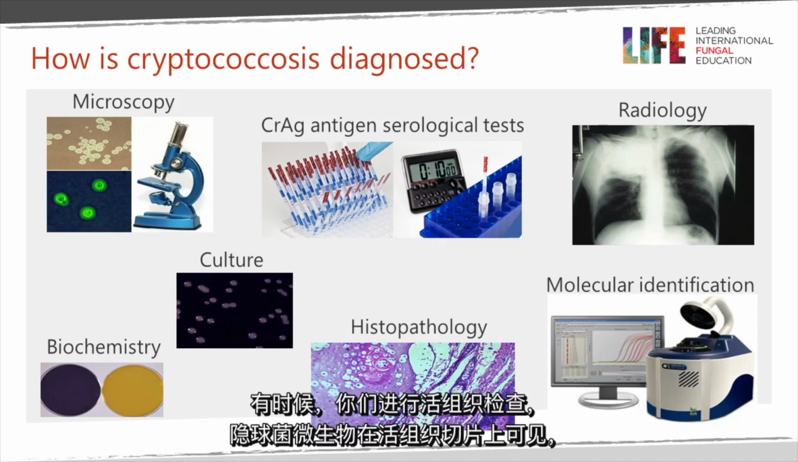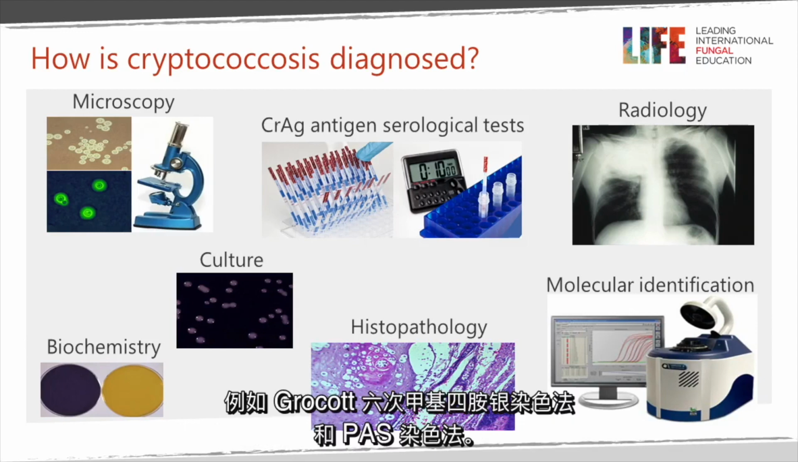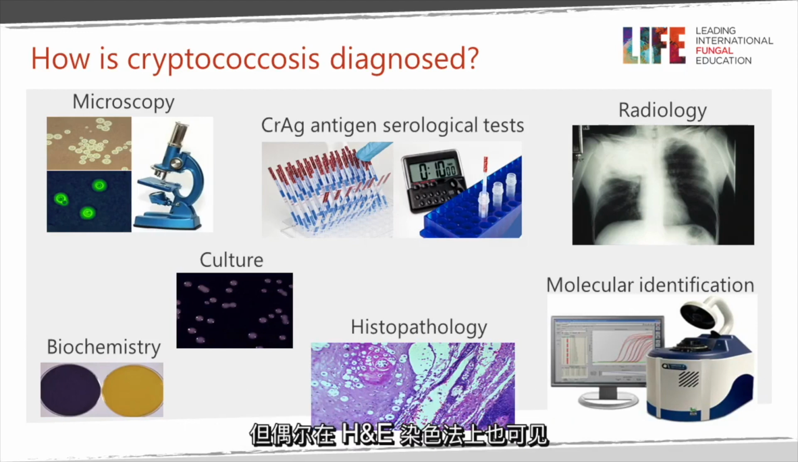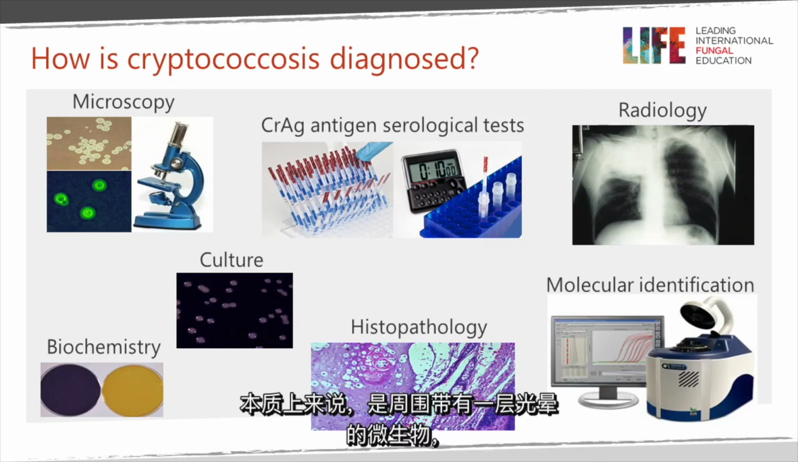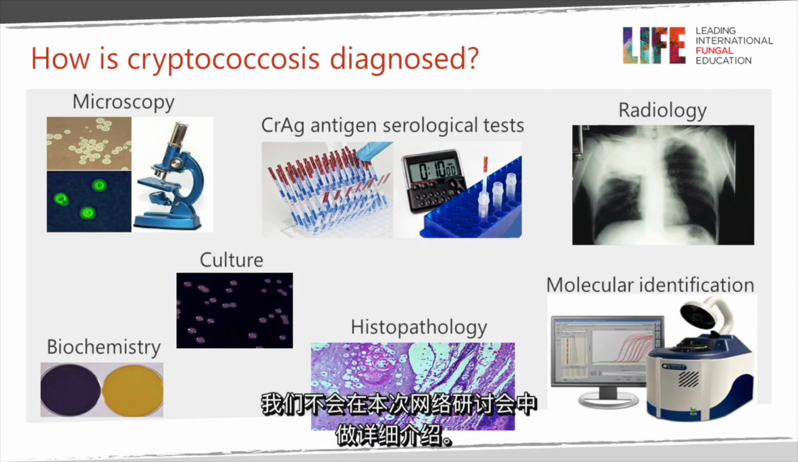Sometimes a biopsy is done, and cryptococcal organisms are visible on a biopsy, best visualized with specific fungal stains such as methenamine silver or PAS stains, but they are occasionally visible on H&E, essentially as an organism with a halo around it because the capsule doesn't stain. Another means of identifying the organism is through molecular or MALDI-TOF identification systems, which we won't go into in any detail in this webinar.